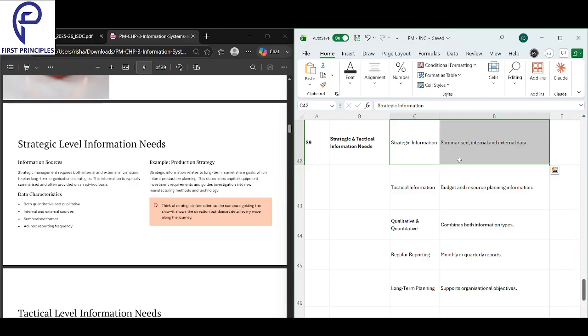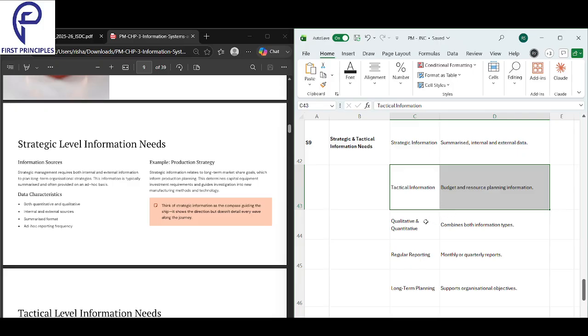Strategic, they need summarized. Middle level, they need monitoring. Operational, day to day. Easy. The strategic, they need both internal and external data. Do you think the operational level needs external data? Does an operational level need external? It needs internal data.